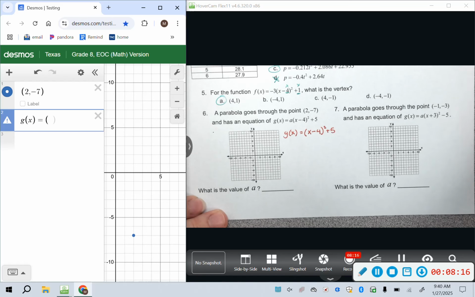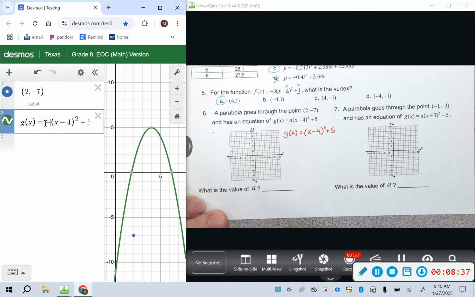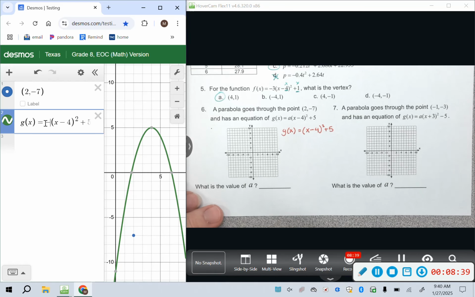x minus 4 squared plus 5. So I see my point, my blue point way down here, and my vertex here, which is correct, but it's opened upwards, and that's not even going towards my point. So first things first, I know A is going to have to be negative. So now it's at least going towards my point, so I know my A is negative.